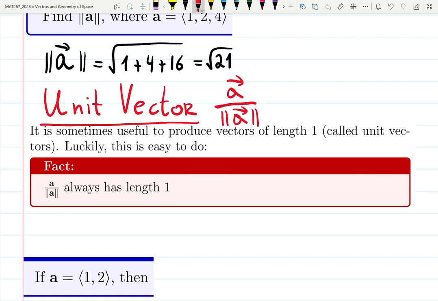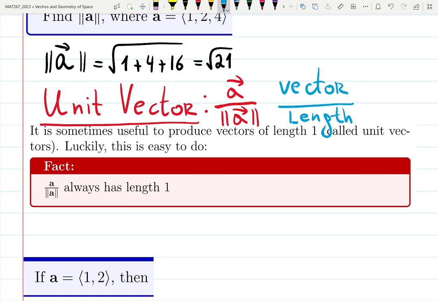So basically we are scaling the vector down to size 1, or up if it was tiny. We want to get rid of its length. So A over A, that's how I like to say it. A over A, but actually it's vector over length. Let me write it down. Vector over its length.